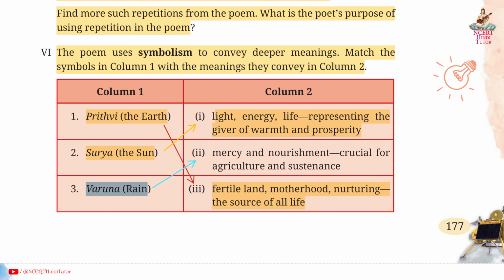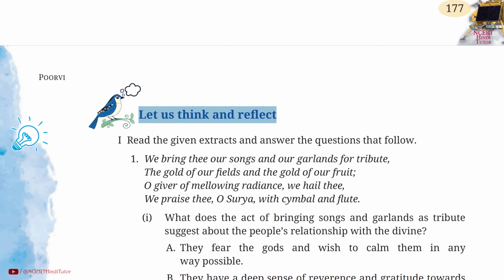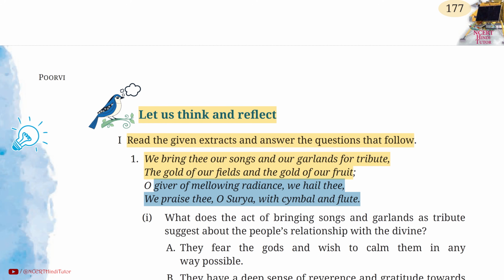Third, Varuna, rain. Second, mercy and nourishment, crucial for agriculture and sustenance. Next, let us think and reflect. First, read the given extracts and answer the questions that follow. 1. We bring thee our songs and our garlands for tribute, the gold of our fields and the gold of our fruit. O giver of mellowing radiance, we hail thee, we praise thee, O Surya, with cymbal and flute.